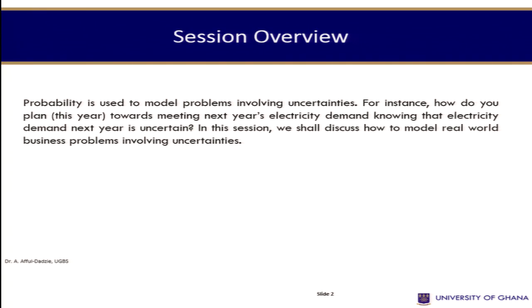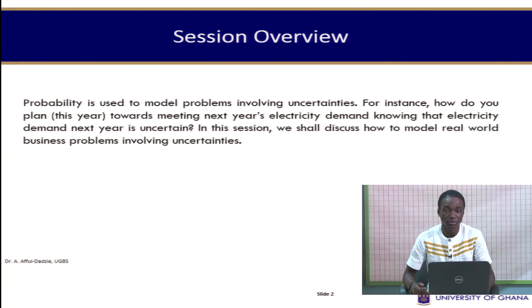Life is full of uncertainties. There are a number of things that we go into that we are not sure of. For example, how do you plan for next year's electricity demand, knowing that demand for next year is uncertain? How do you plan your activity for tomorrow, knowing that you don't even know whether it would rain tomorrow or it wouldn't rain tomorrow? So we are going to discuss how you model real-world problems that involve uncertainties using probability distributions.